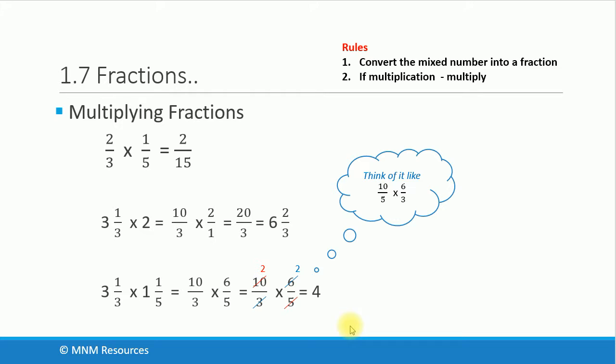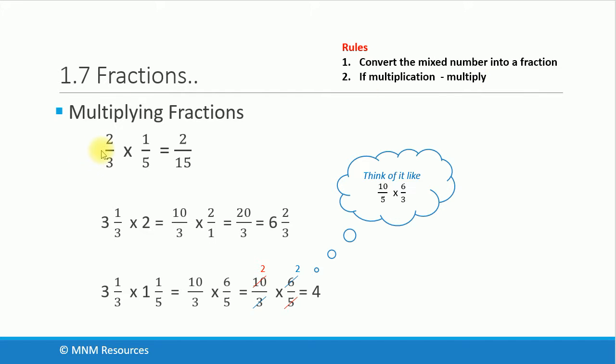Now we're going to look at some examples involving multiplying fractions. There are two simple rules to follow when you're multiplying fractions. First, you have to look at the fraction and determine if it is a mixed number or a simple number. So if it is a mixed fraction, for example, this is a mixed fraction which includes a whole number and a fraction, you need to first convert it into a simple fraction before you can then do the multiplication.